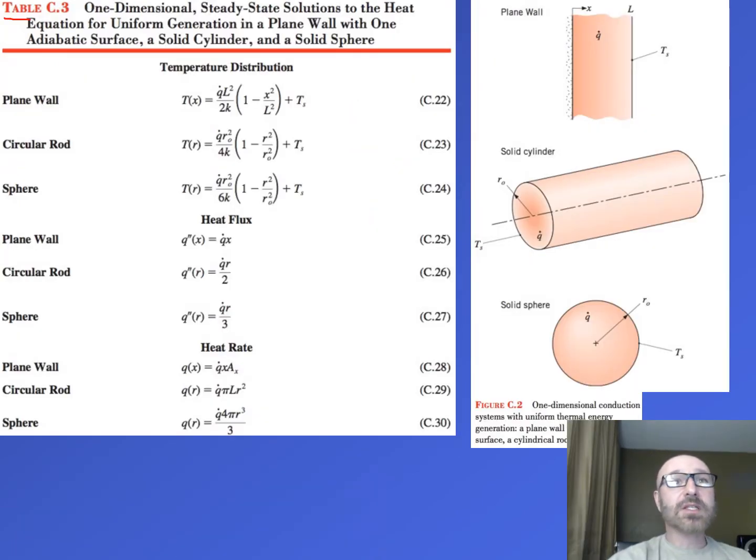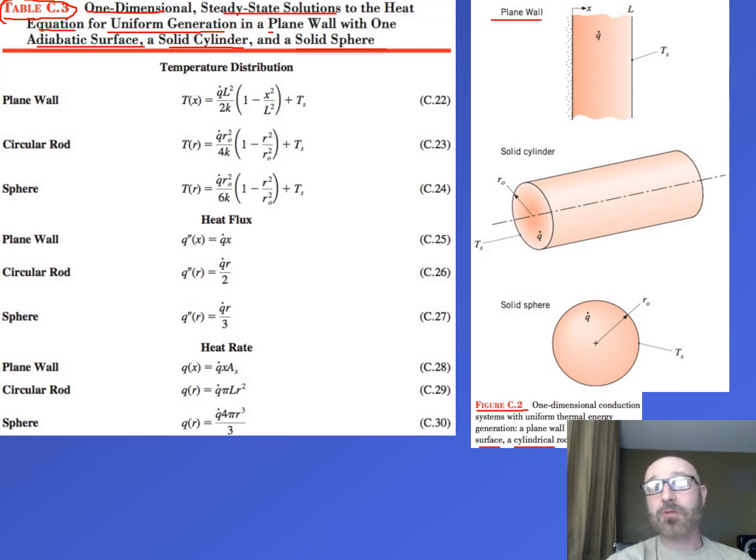So now as we move on to table C3 in our appendices, we're still dealing with our 1D steady state solutions to the heat equation for uniform heat generation, but now we're doing it for a plane wall with one adiabatic surface, a solid cylinder, and a solid sphere. So that's going to change things a little bit. And what we have over here in figure C2 are these uniform one-dimensional systems: the plane wall with an adiabatic surface, the solid cylinder, and the sphere, showing each of these.